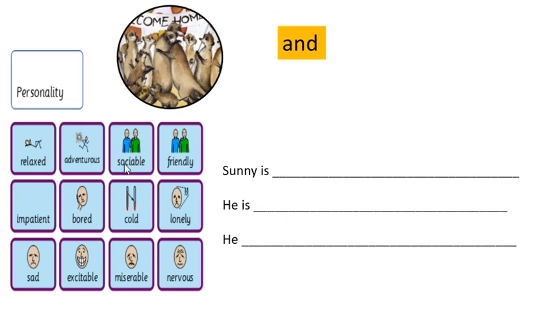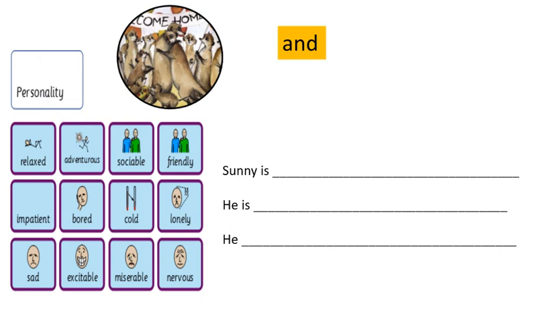Well, I thought I would use sociable and friendly in my sentence. So I could say Sunny is sociable and friendly. That will make a good sentence to tell me about his personality. So in the same way, you can think of joining two other words together with the conjunction and to make a sentence to describe his personality.